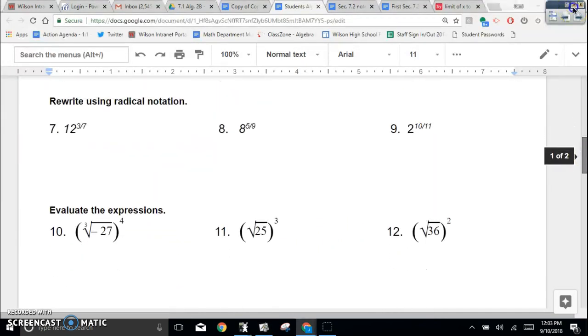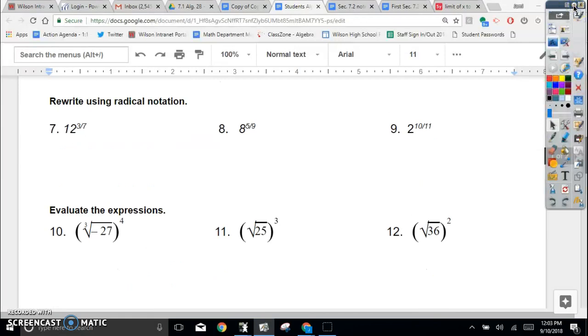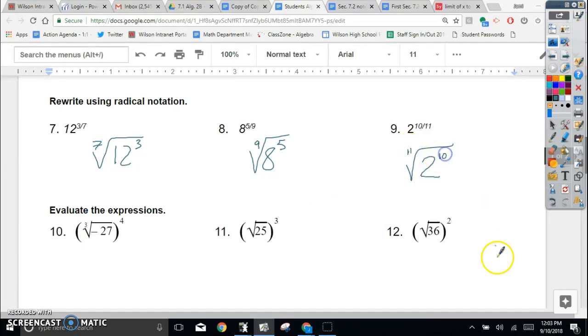Now we're going to go the other way. We're going to go from rational exponent notation to radical notation. So this will be the 7th root of 12 to the 3rd. This guy's going to be the 9th root of 8 to the 5th. Remember, the top number is your exponent. The bottom number is your radical. So this will be the 11th root of 2 to the 10th. And that takes care of that section.